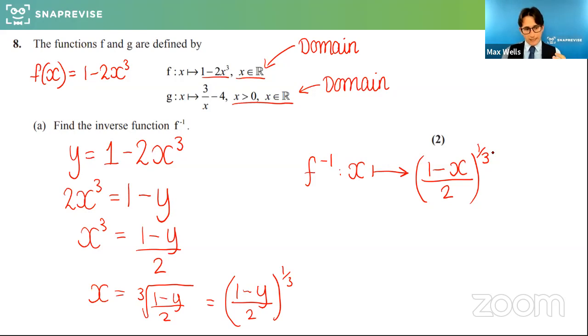So basically what we had to do here was rearrange it and make the input the subject, and then remember to use x in your final answer. So using y allows us to rearrange and change the subject. But what we've done is we've found the function that undoes the original one, which was f. Okay, so 1 minus 2x cubed, to undo that, you do 1 minus the value divided by 2 and then cube rooted. So that is the inverse function.